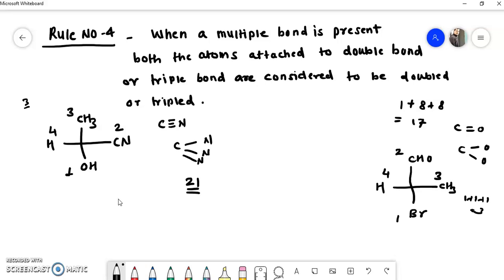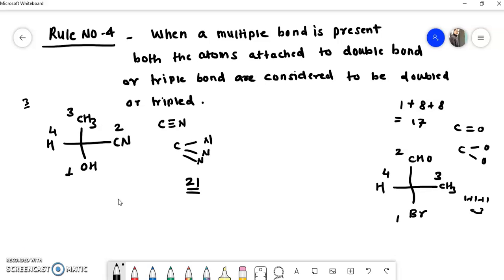So what is the fourth rule? When a multiple bond is present, both the atoms attached to the double bond or triple bond are considered to be doubled or tripled. That means if a double bond is there, then we have to consider this atom twice, like this C double bond over here, we have considered oxygen twice. If a triple bond is there, then we have to consider that atom thrice. Here we have considered nitrogen 3 times. So this is rule number 4.